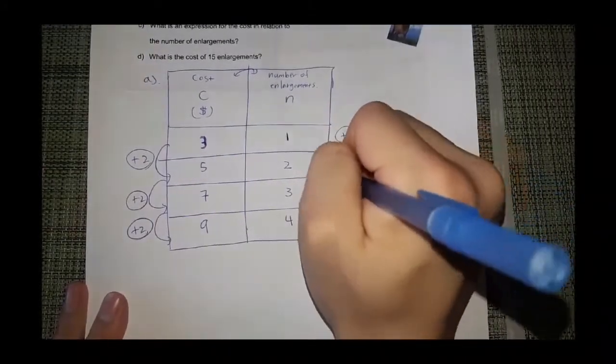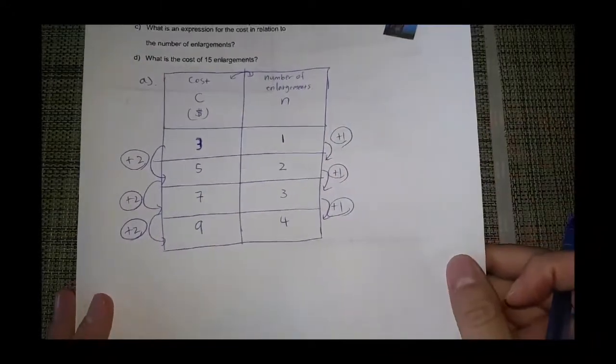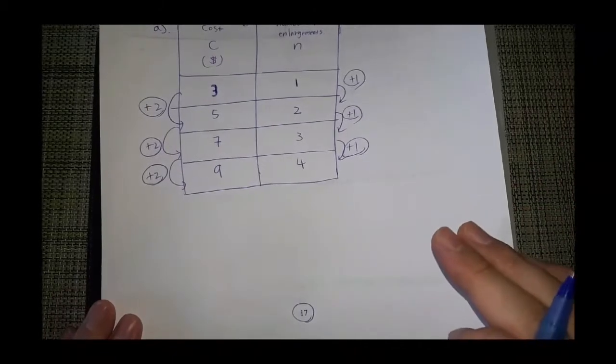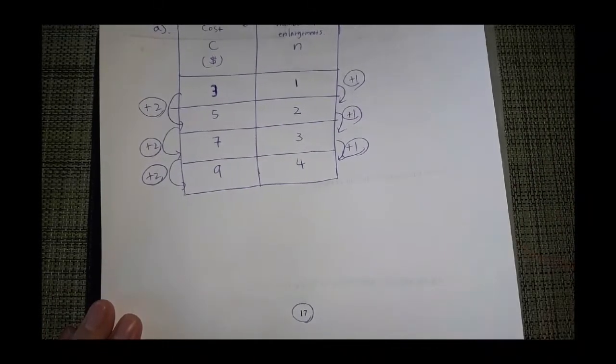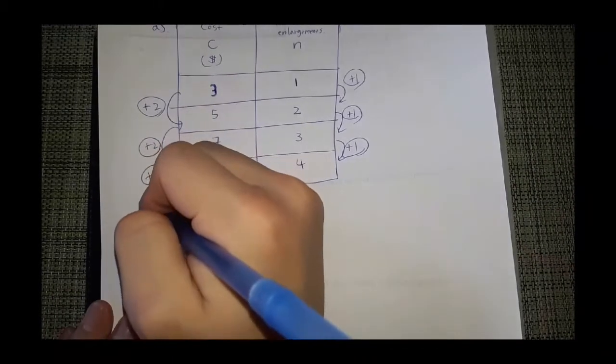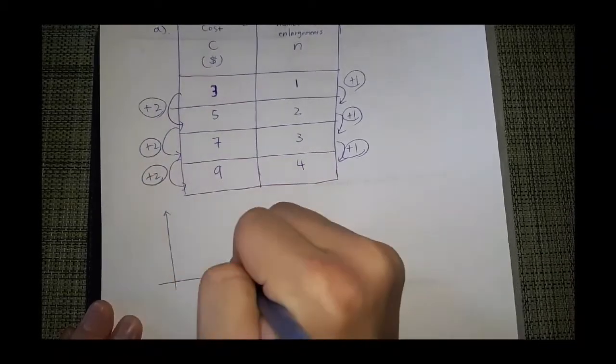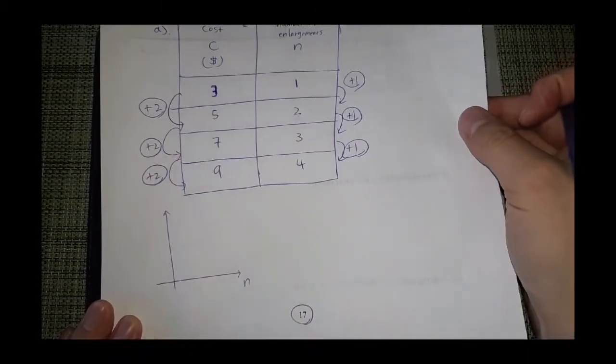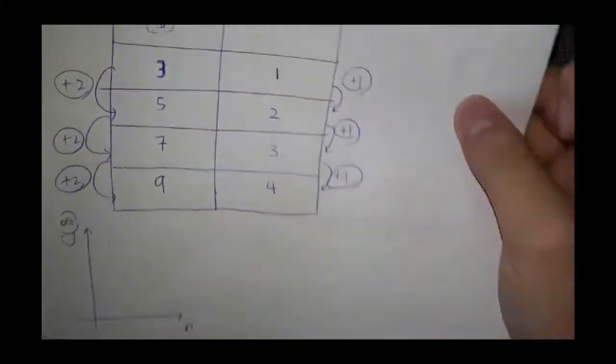So now let's think about our graph situation. Before we get into slope, it's a good idea to go through the graph, and I'm going to explain to you why. If I construct the graph, know that the number of enlargements is located on the x-axis. When it comes to the y-axis, it's the cost, which is the dollar sign over here.